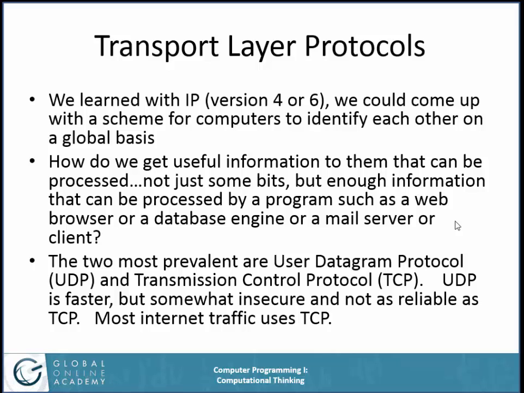Now, we learned with IP, whether it's version 4 or version 6, we could come up with a scheme for computers to identify each other on a global basis. Now, how do we get some useful information to them? Not just some bits, but enough information that can be processed by a program, like a web browser, or a database engine, or your mail server, or a mail client. The most prevalent are User Datagram Protocol, so I think I said this acronym wrong on the previous page, User Datagram Protocol, and Transmission Control Protocol. UDP is faster, but it's somewhat insecure and not as reliable as TCP. Most internet traffic uses TCP, so that's the only one we're going to look at the details of.